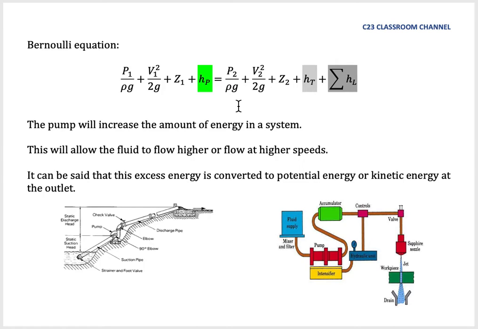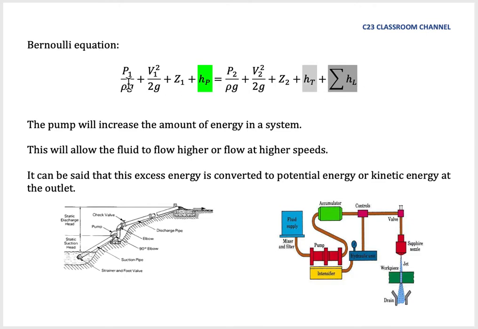And then I would like to remind you about the Bernoulli equation, because we will use the Bernoulli equation in this chapter. So this is the very basic Bernoulli equation. We have P over ρg, V squared over 2g, and Z. P is the pressure, V is the velocity, and Z is the potential energy or the elevation of water. And subscript 1 means the inlet, and subscript 2 is the outlet. So I think you still remember how to write the Bernoulli equation.